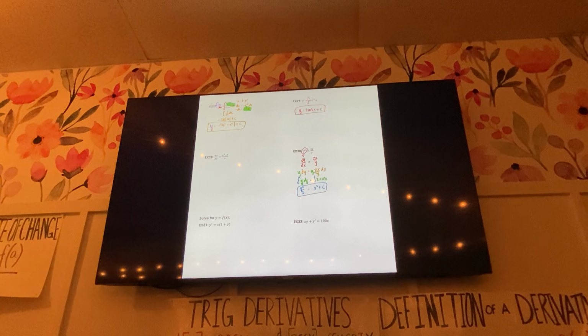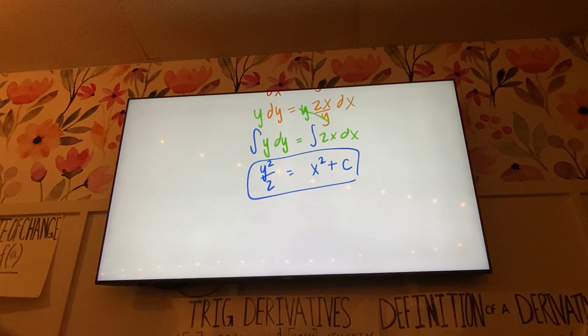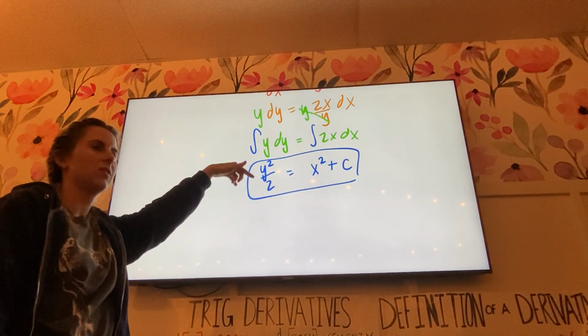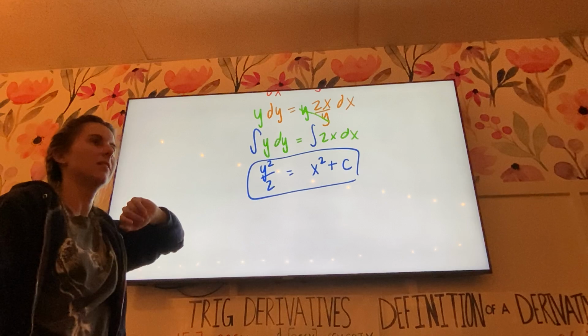Is the answer to that y? Wait, it would be. Wait, I wrote it down. You would times by 2. And then you would take the square root. And it would be y equals the square root of 2x squared plus c. Plus or minus.